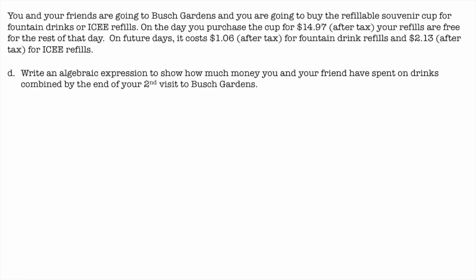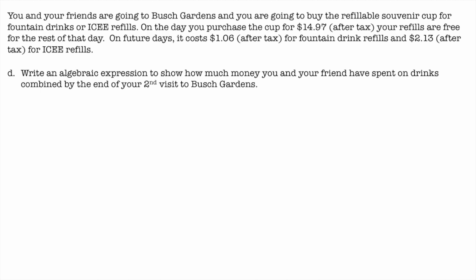For D, it asks you to write an expression combining your friend's and your amount that you spent on the drinks on your second visit to Busch Gardens. So this way you can actually go back and add everything together and make it a little bit more complicated, or you can create a new expression and solve it from there.